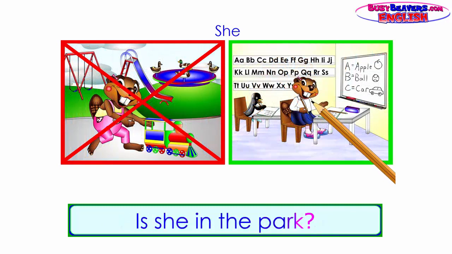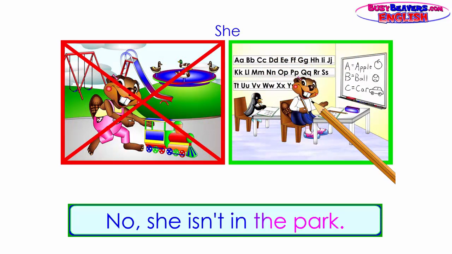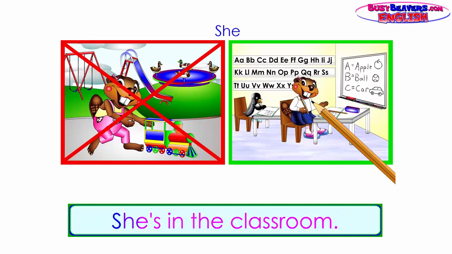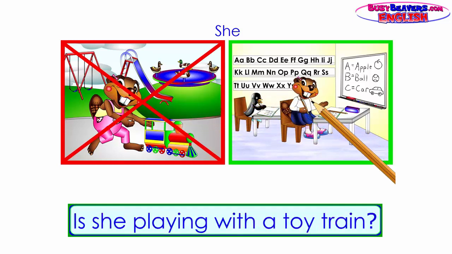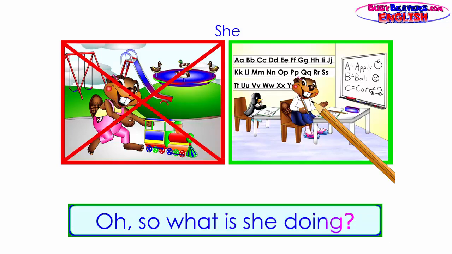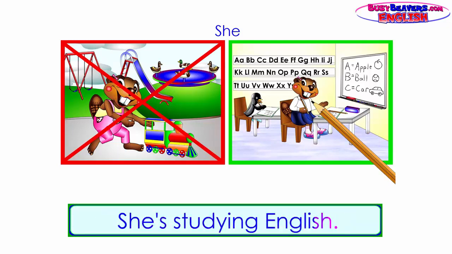Is she in the park? No, she isn't in the park. Oh, so where is she? She's in the classroom. Is she playing with a toy train? No, she isn't playing with a toy train. Oh, so what is she doing? She's studying English.